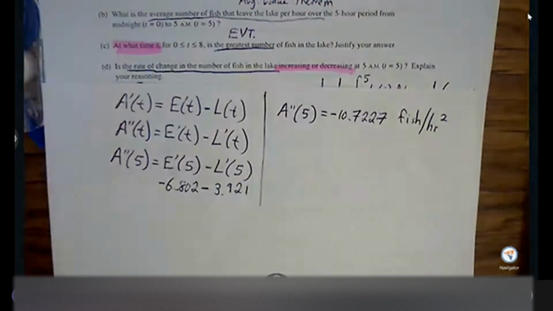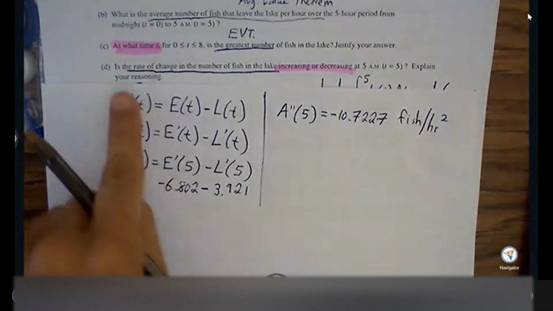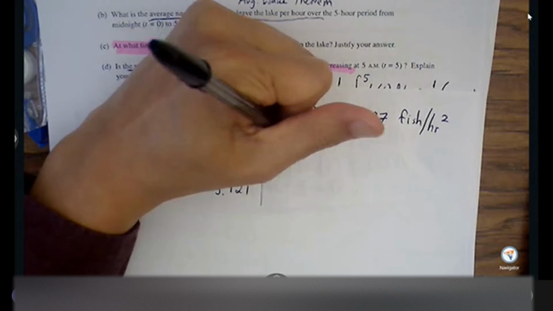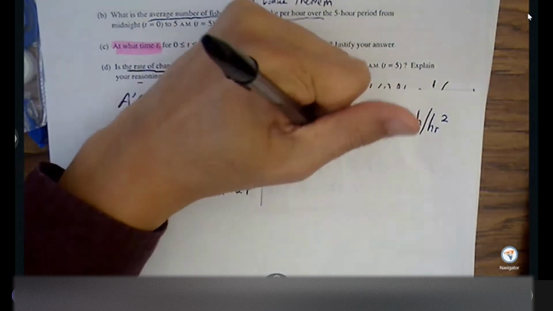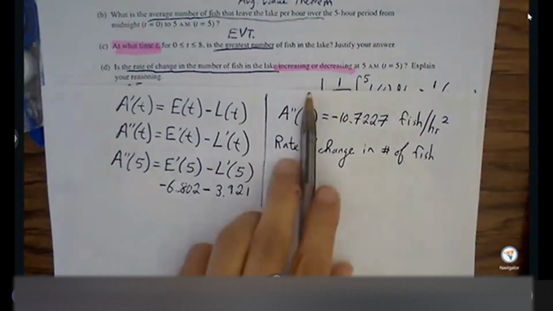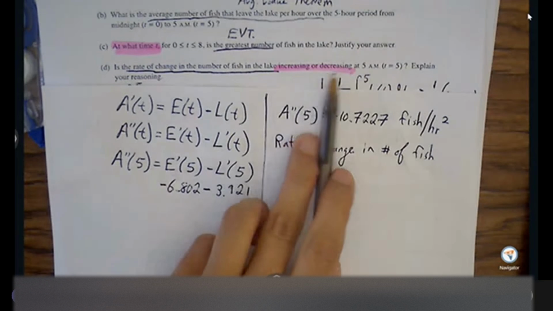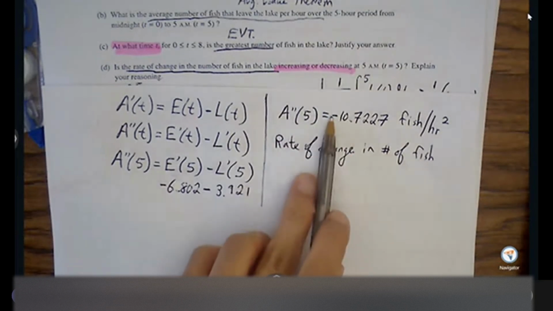And the units is going to be fish per hour, so fish per hour squared. It's asking for justification, your reasoning. So we're going to say the rate of change in number of fish in the lake is, okay, they want us to use increase or decrease. So we're going to target decrease because we see a negative.